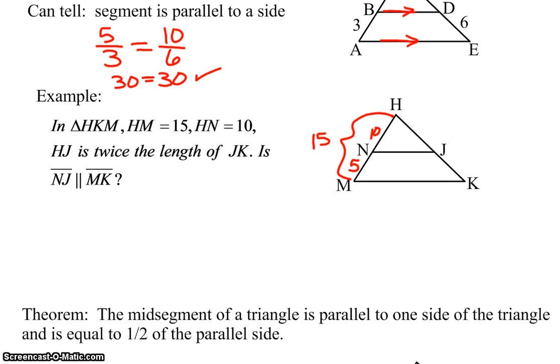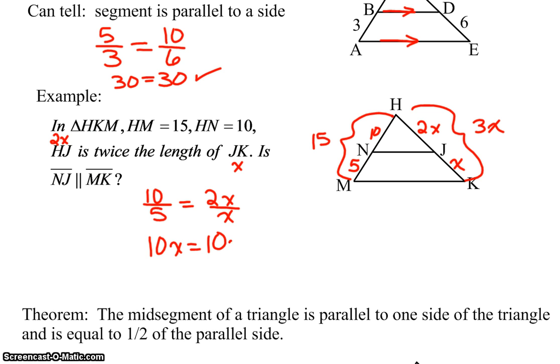And on the other side, it just tells me that HJ is twice the length of JK. So I'm going to call JK X, which means HJ is 2X. So I have 2X and X. What I need to determine is, are those sides proportional? Notice again, the third side in this case would have been 3X. Let's try it out. 10 to 5 equals 2X to X. We could do our cross products and get 10X equals 10X. It's the same on both sides. So check, and yes, they are parallel.